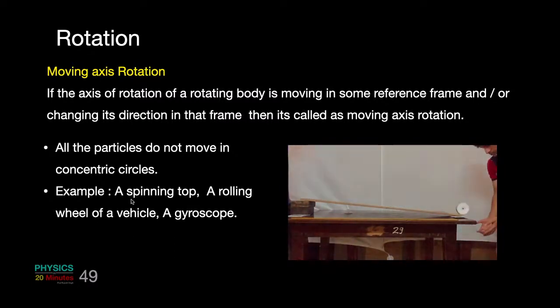Example, you all must have seen the spinning of a top. When a top spins, you know that its axis wobbles, or even the Earth's axis of rotation in space wobbles. So these are all examples of moving axis rotation. Now, in this chapter or in this topic of rotation, we are going to first focus only on fixed axis rotation. Rotation is a big topic. There are a lot of subtopics. So for the next few lectures, we are going to focus only on fixed axis rotations. And once the moving axis rotations begin, we will check that.